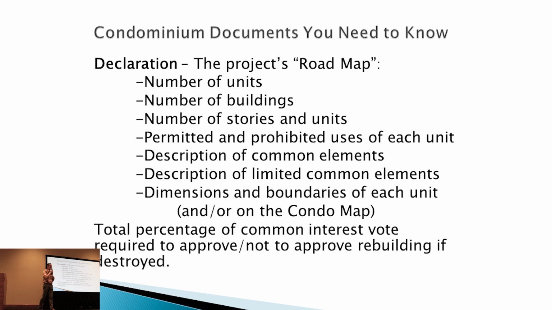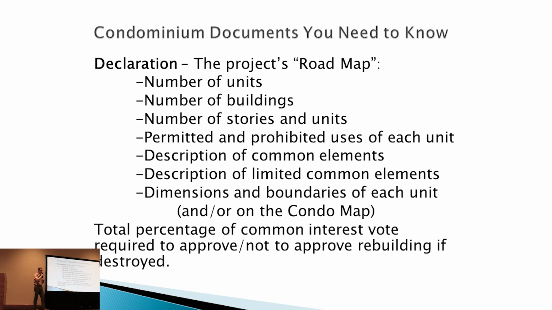The declaration, basically, just some basics before we move on here, is the project's roadmap. It'll tell you the number of units, number of buildings, number of stories in units, permitted and prohibited uses of each unit, description of the common elements, description of the limits of common elements, dimensions and boundaries of each unit. However, they may not be stated in the declaration. You may need to go to the condo map. And that's important for a catastrophic loss, because if the project's going to be rebuilt, the condo map is what's going to be the basis.